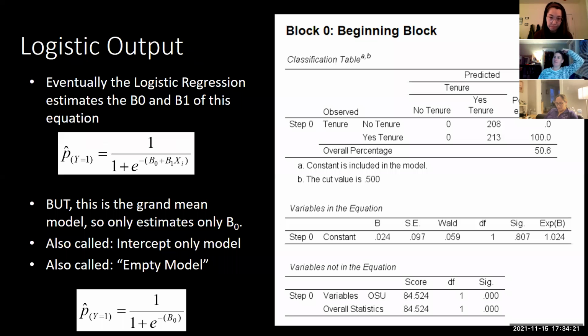Okay, now we're in the logistic regression output. Eventually, we're going to get a B0 and a B1 from this equation right here that we just derived earlier. But within this grand mean model, we don't have any x's. And so we are looking at the intercept only model, or this probability right here. So I'm going to go through what we get here in block 0, which is our unconditional model, to sort of show you where all these numbers come from.